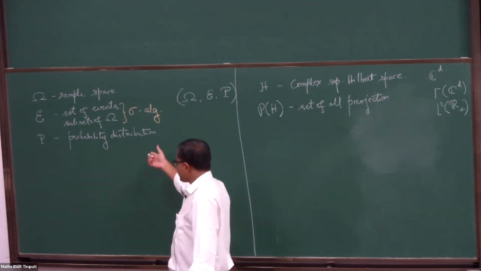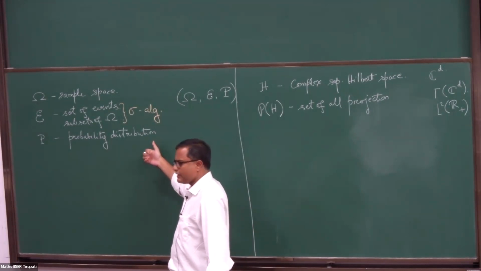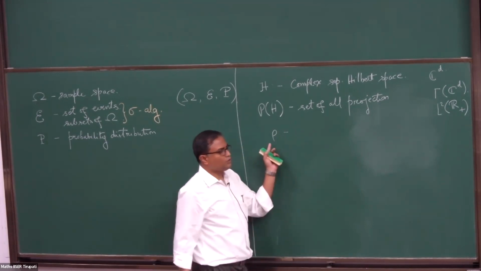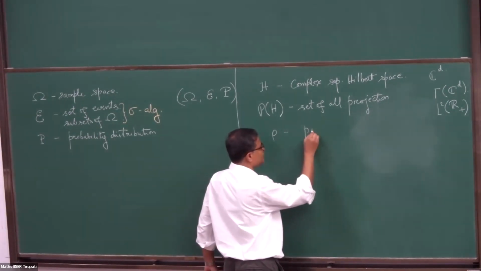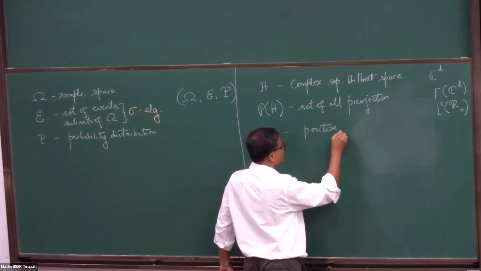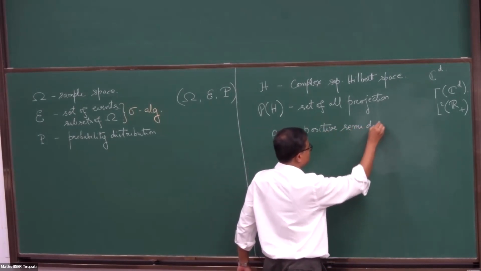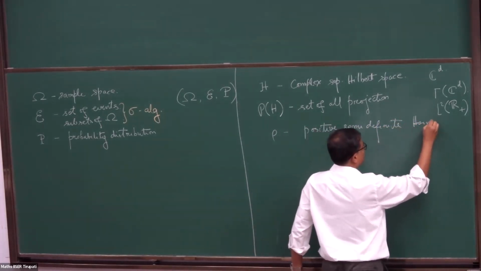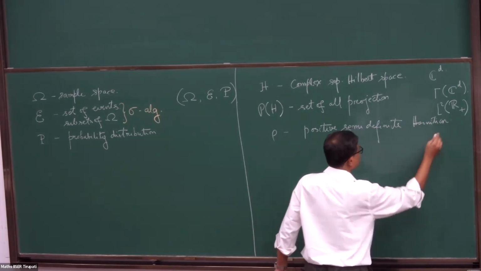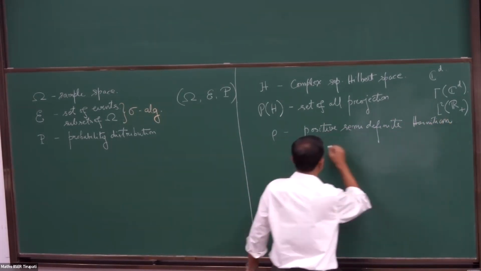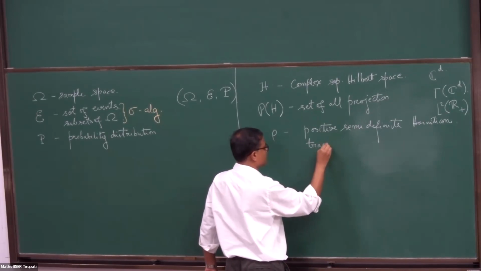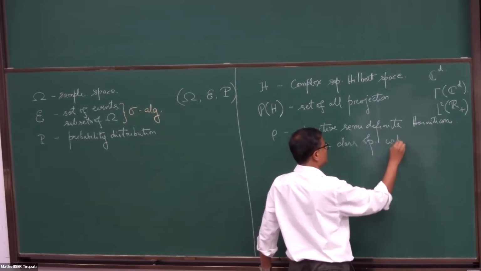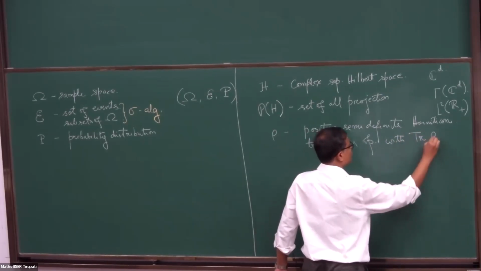Now, the most important thing is the probability distribution. This is replaced by an object called rho, which is a positive semi-definite Hermitian trace class operator with trace of rho equal to 1.